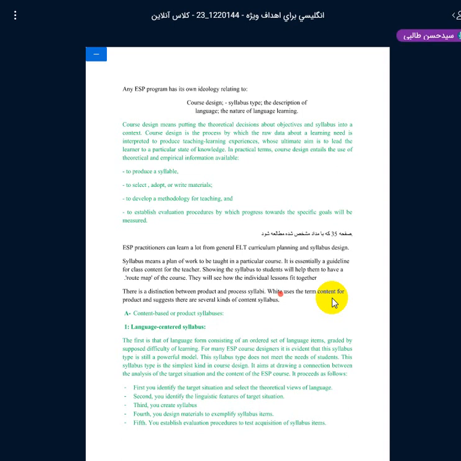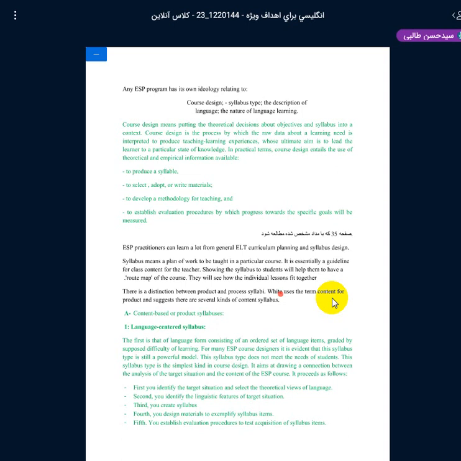As the name speaks for itself, a language-based syllabus consists of an ordered set of language items graded by their difficulty levels. Therefore, when we say language-centered syllabus, we mean our focus is on form. And by form, we mean the corpus of language, the body of language. And by corpus, we mean vocabulary, grammar, structure, and all the stuff related to corpus knowledge.